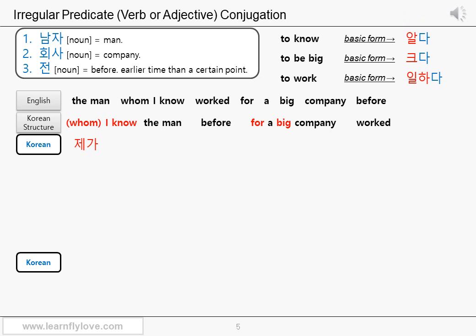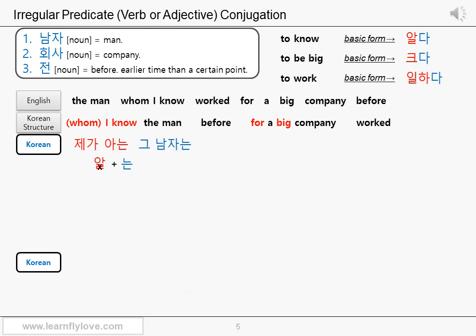The basic form of a verb know is 알다. The stem is 알, and it has a final consonant, ㄹ. We need to add 는 to the stem of a verb to use it as a verb clause modifier in the present simple tense. When the stem has ㄹ as a final consonant, and it meets the 는 sound in the following block, the final ㄹ consonant of the stem disappears, so it becomes 아는 instead of 알는. Okay? Now you see how it works? Whom I know, 제가 아는.